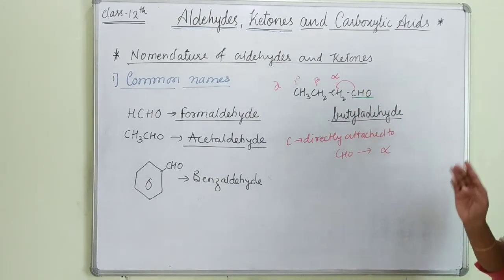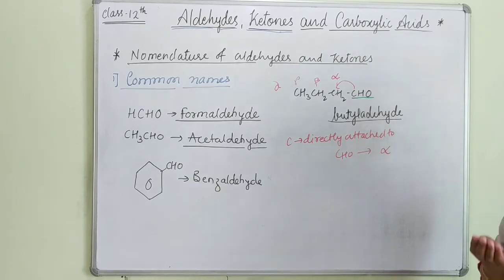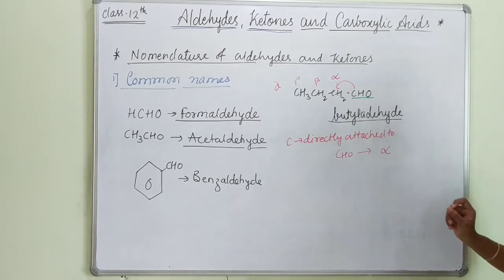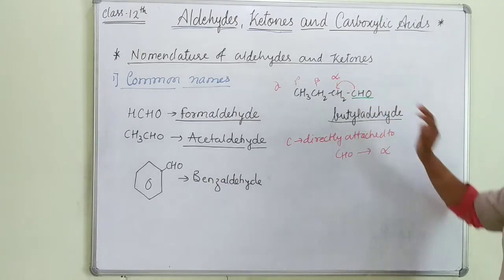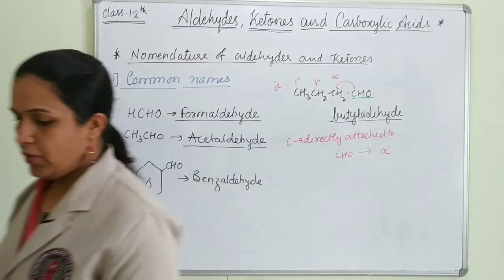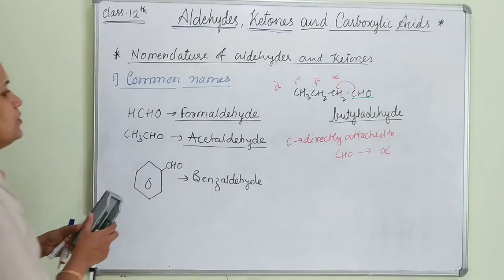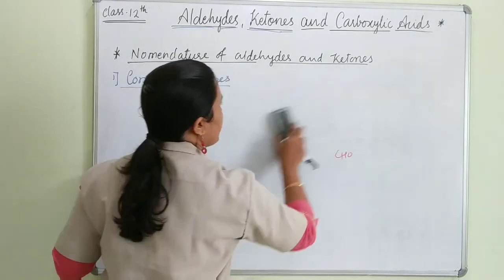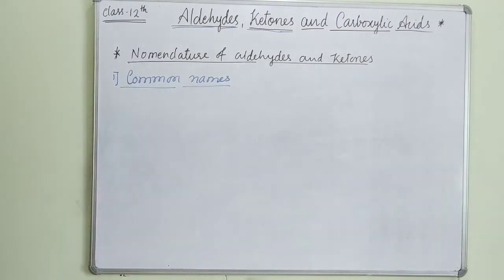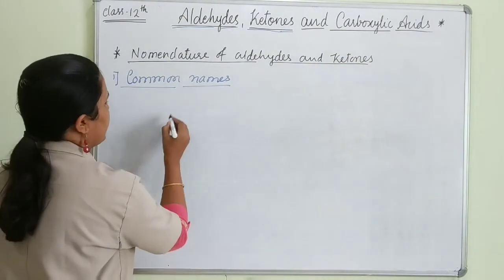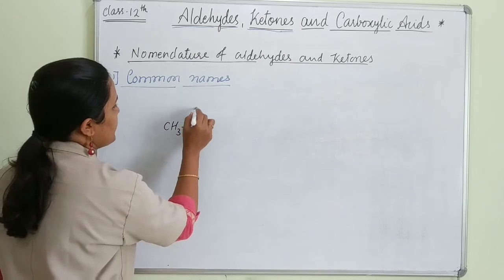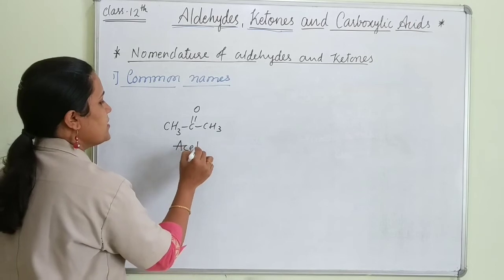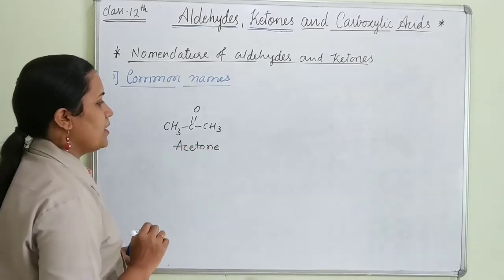You need to keep alpha, beta, gamma in mind, because a few chemical reactions are there on the basis of these names. Now let's see, students, how we can write the common names of ketones. I hope you understood this. Let's see the common names of ketones. Taking this first example, CH3-C double bond O-CH3, we know that this is a ketone and the common name is acetone.